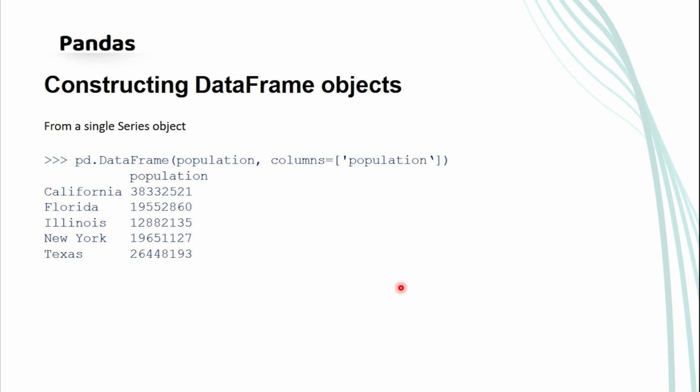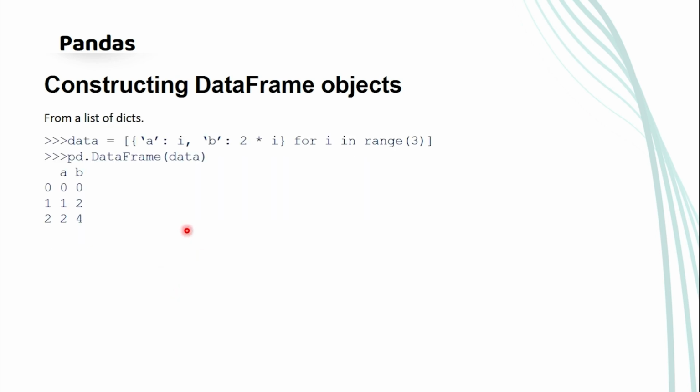So for a single Series object, we can construct a DataFrame from the object. Actually, this DataFrame just contains one column. And we can construct a DataFrame from a list of dictionaries, for example.